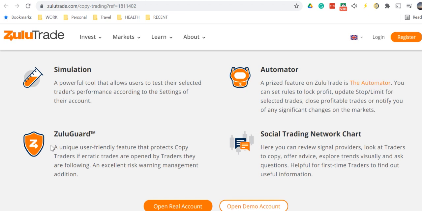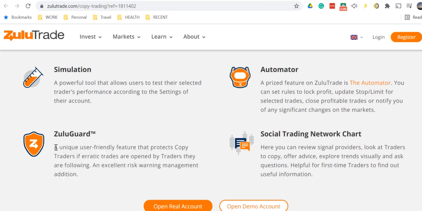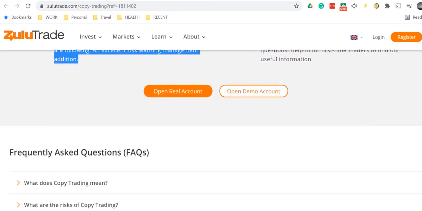One thing to point out here is what I like about ZuluTrade is this Zulu Guard. What you'll find in some other platforms, particularly Naga, is you have to do a few things to reduce your risk. You can see that in my Naga videos. But with ZuluTrade, it looks like they're actually considering protection of their copiers here. A unique user-friendly feature that protects copy traders if erratic trades are opened by traders they are following. And I've had that happen to me at Naga. So this is nice. I like the look of this. Excellent risk warning management edition. So that is a good sign.